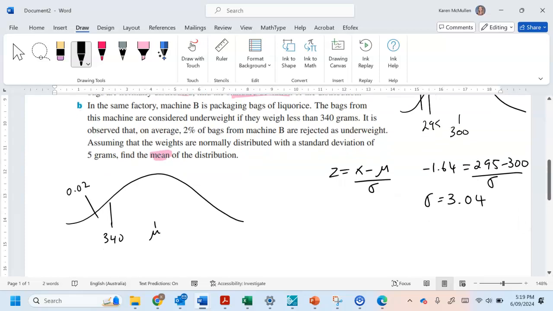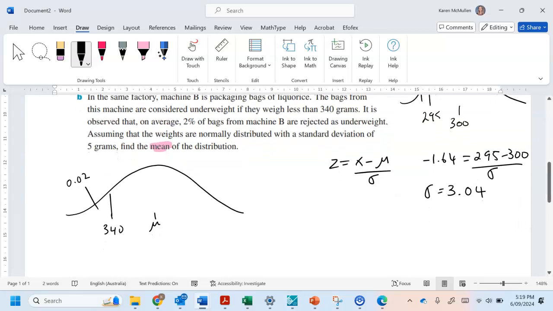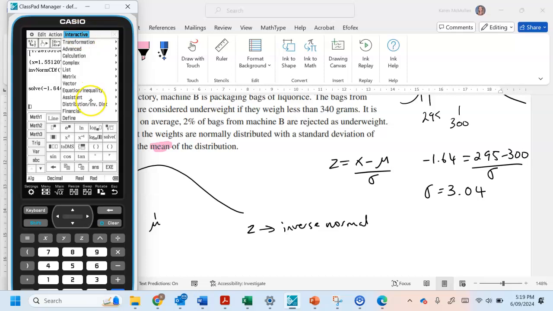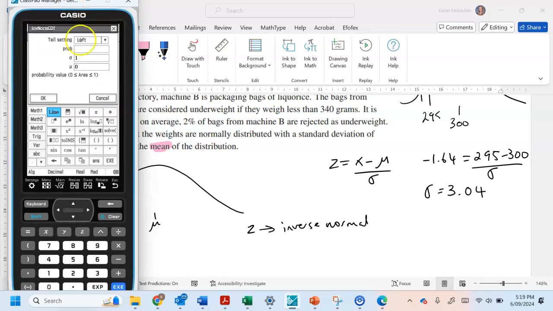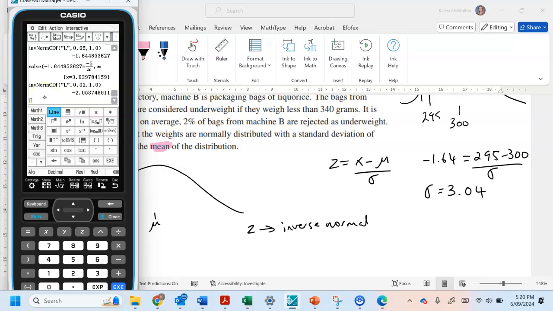So we don't need to really draw that on our normal distribution, but we do need to calculate the z-score. So remember, we do the z doing inverse normal on our calculator. Alright, so inverse normal. Alright, so it's down the left end. The probability was 2%, so 0.02. Alright, so there's our z value, and then we can just put that into our z-score formula.